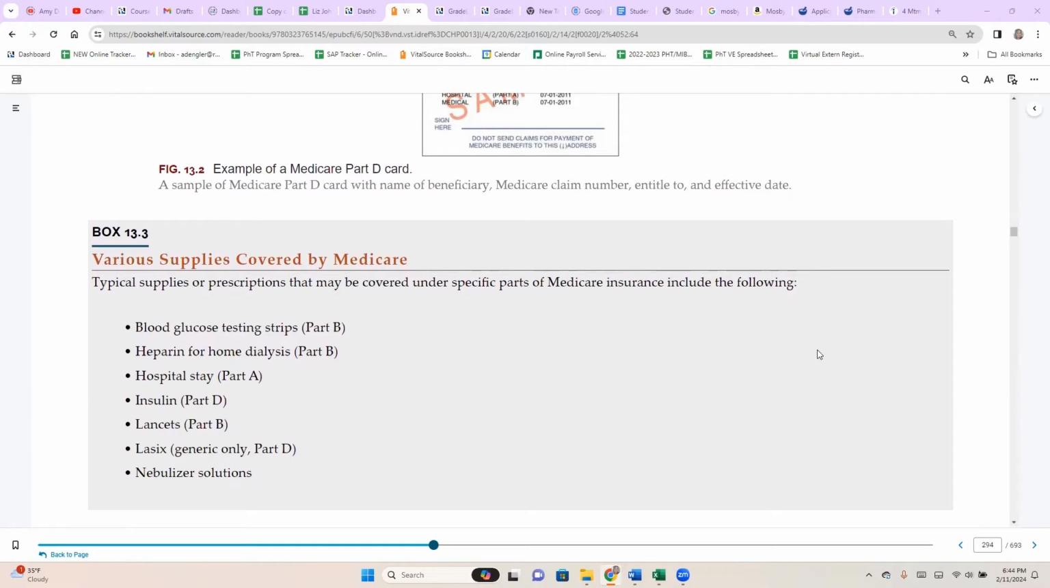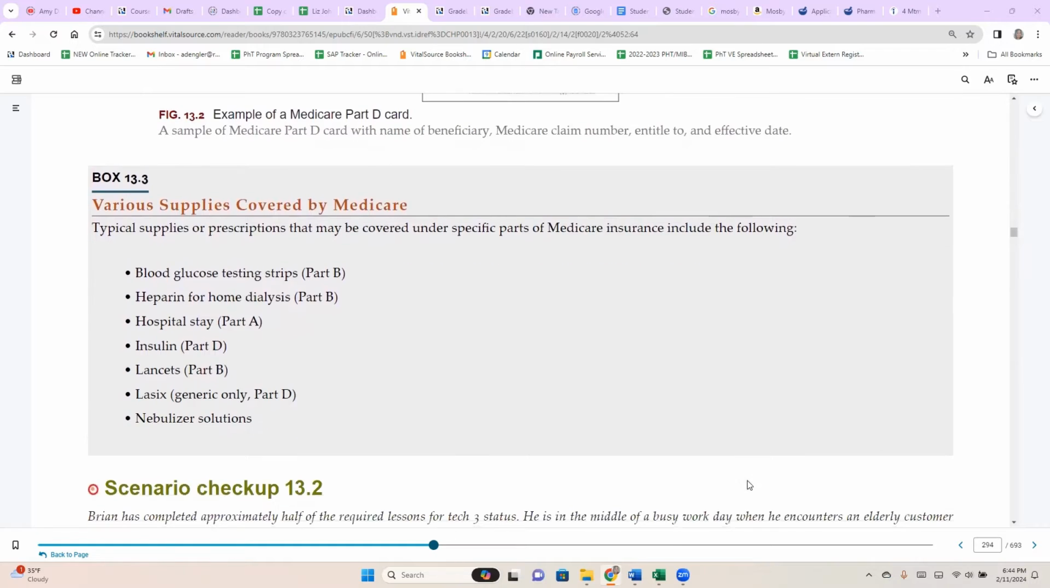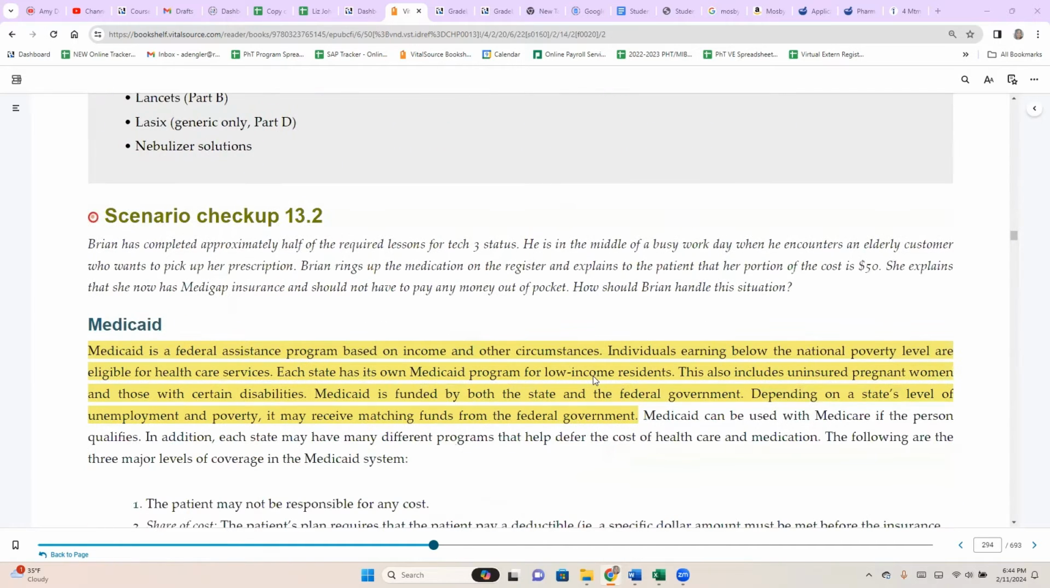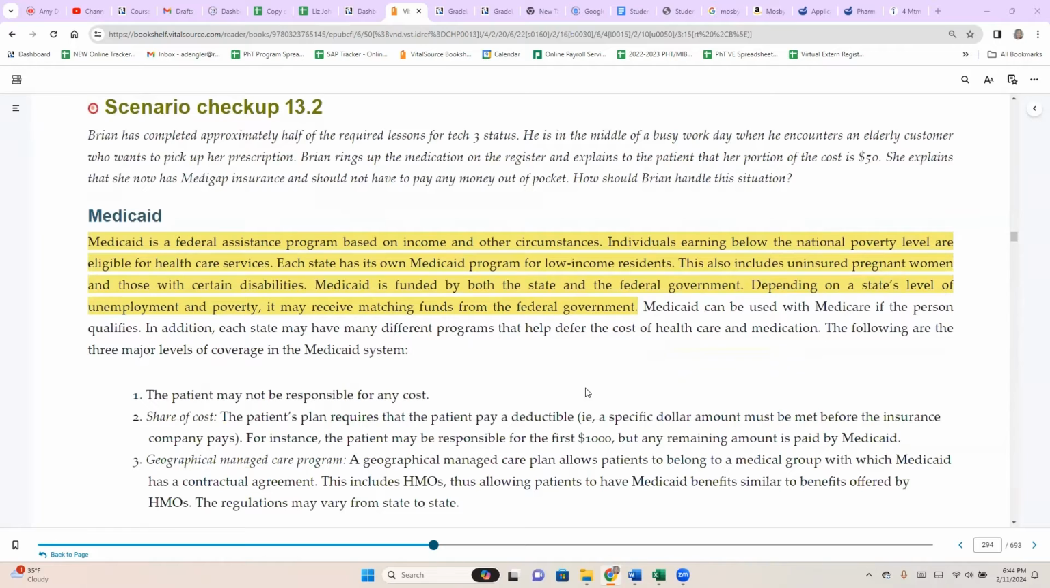So blood glucose testing strips, heparin for home dialysis, hospital stays, insulin, lancets, Lasix, and nebulizing solutions. And Lasix is the medication, the generic furosemide.